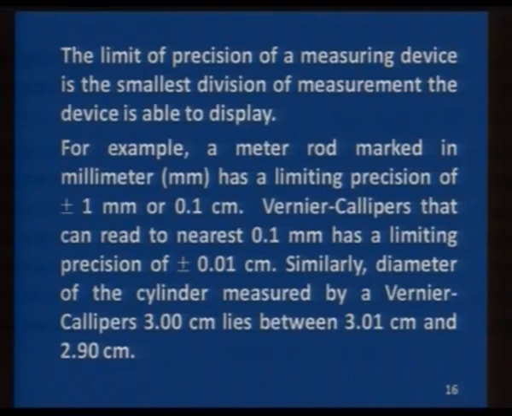For example, a meter rod marked in millimeter has a limiting precision of plus minus 1 millimeter or 0.1 centimeter. Vernier calipers that can read to the nearest 0.1 millimeter has a limiting precision of plus minus 0.01 centimeter. Similarly, the diameter of a cylinder measured by vernier calipers as 3.00 centimeter lies between 3.01 centimeter and 2.90 centimeter.